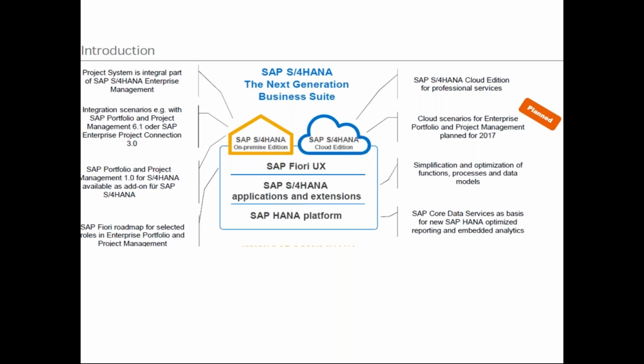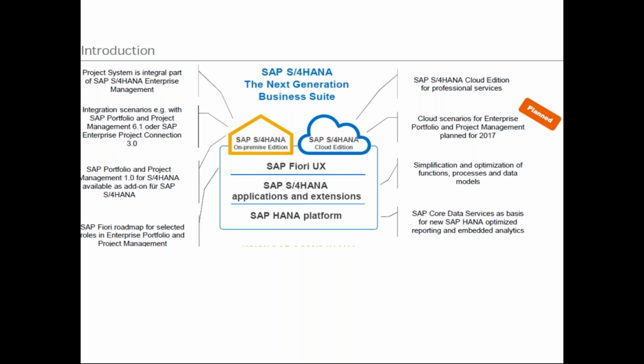Initially it was ECC 6, and now we are compatible with the S4 HANA next generation business suite. When we were in ECC, PS was only a separate module. But when we come to S4 HANA, any module we call a business suite. Under that we call this EPPM, enterprise portfolio and project management. They combine the five modules and give us one business suite.